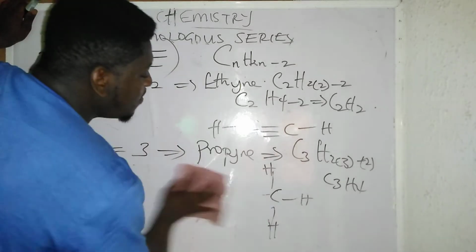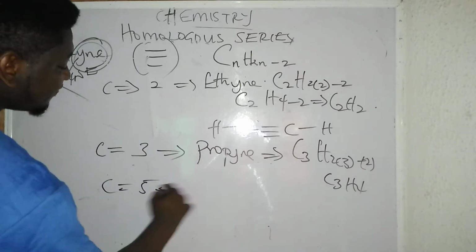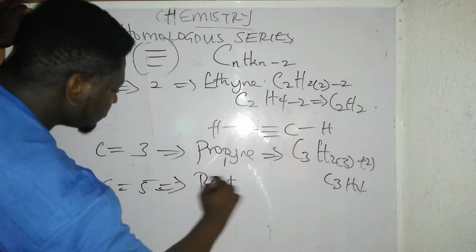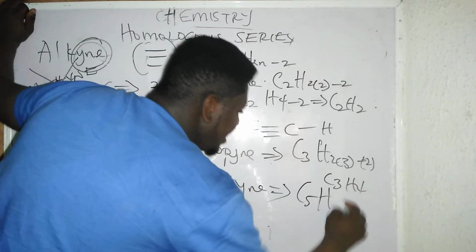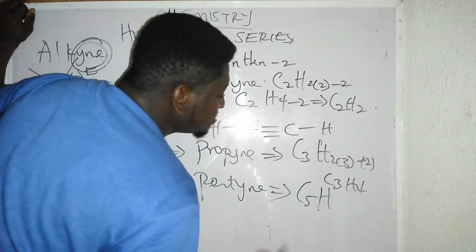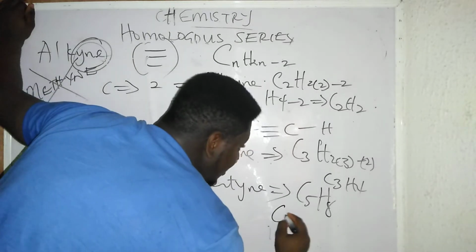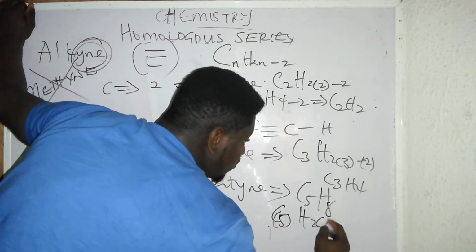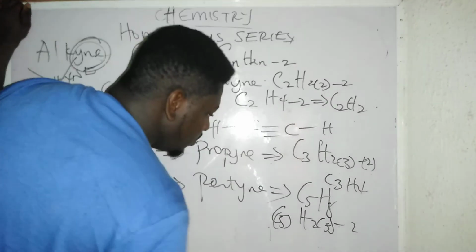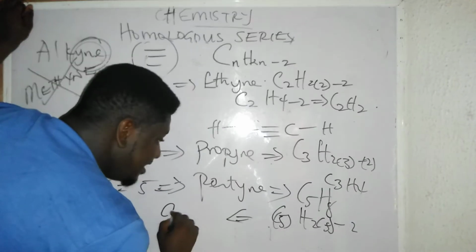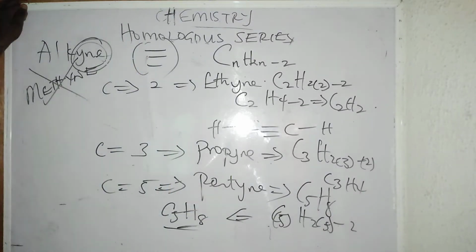So let's talk about one more member of the alkyne family. When C equals 5, that will be pent, so we'll have pentyne. That will give us C5H, 5 times 2, 10 minus 2, that will be 8. Or should we just write that out? C5H2 times 5 minus 2. So this will give us C5H, 5 times 2, 10 minus 2, 8, as written earlier.